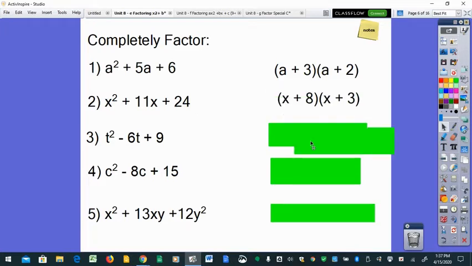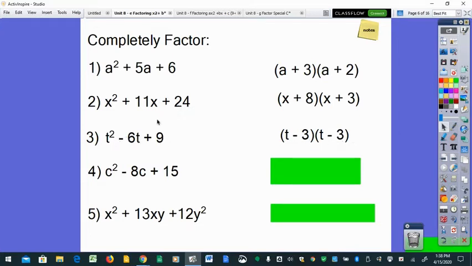So anyway, how'd you do? Did you get the x plus 8 and the x plus 3? And again, the order doesn't matter on those two. This time, notice we have a negative b. So when that happens, notice that our two linear binomials have to also be a minus to get that b to be negative.